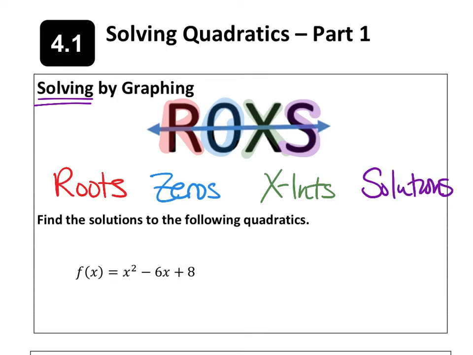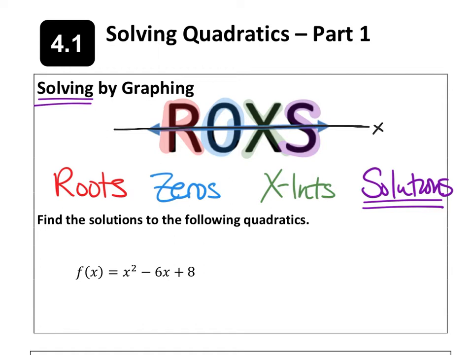Now, that last one is super important because if we are solving quadratics, then all we have to find is the solutions. But the solutions are the same exact thing as the roots, the zeros, and the x-intercepts, which means we really just need to find the x-intercepts of that graph, which is the places where the graph crosses this horizontal axis, which is why we have a line drawn through the word ROCKS. We want to find where it crosses the x-axis, or the flat axis.